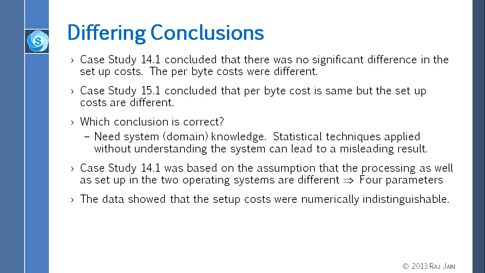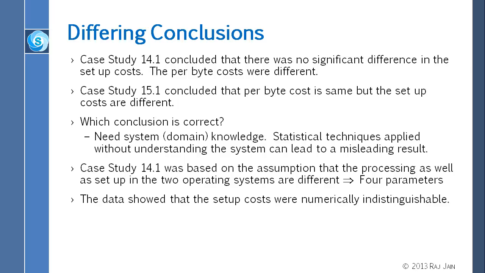Now this is a mathematical trouble: the conclusion that we reached before by doing two separate regressions is different from here. This is the statistical technique applied without understanding the system, and it can lead to misleading results. That's what happened here. You really need people who know the system before you can do the correct modeling and the correct interpretation. And the assumptions are different.